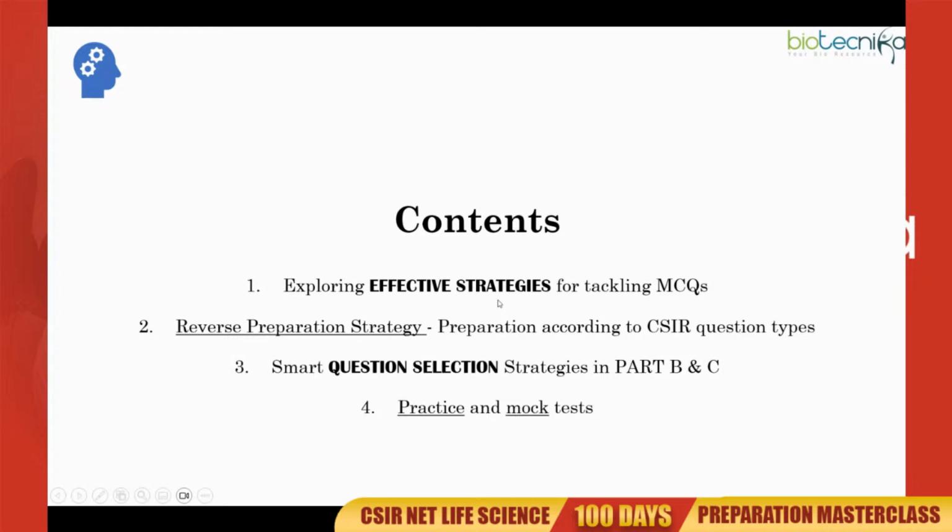And most importantly, how you can answer correctly and accurately. Second will be reverse preparation strategies, which are preparations according to CSIR question types. This is a very new thing. First, you look at the question types and then you prepare through your units accordingly.